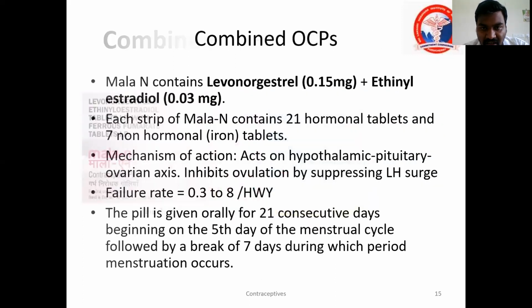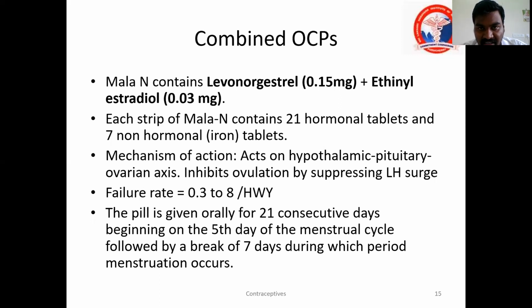The composition is levonorgestrel and ethinyl estradiol. It contains both progesterone and estrogen components. The estrogen component is around 20 microgram and the progesterone, levonorgestrel, is 0.15 milligram. Each pack contains 21 hormonal tablets and 7 non-hormonal tablets, which are nothing but iron tablets containing 60 milligram of iron.